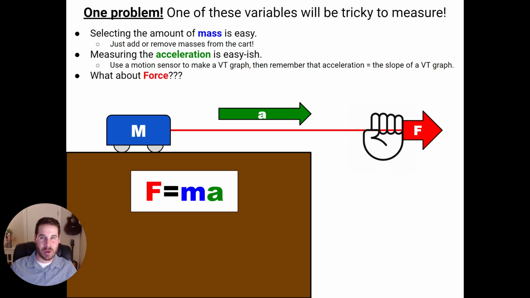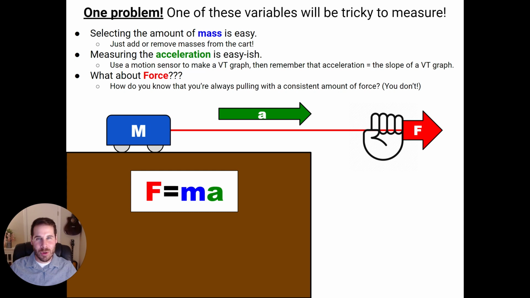So it must be force. What is it about force that's going to be really hard to be consistent about? Well, how are you going to know if you're pulling on a string that you're always pulling with a consistent amount of force? And the answer, of course, is that you're not going to know exactly how much force you're pulling with. If I told you to pull with 50 newtons of force, would you be able to A, know how much that force is, and B, pull exactly that hard every single time? You wouldn't be able to, unless you're really skilled or a robot, which I don't think most of you are.